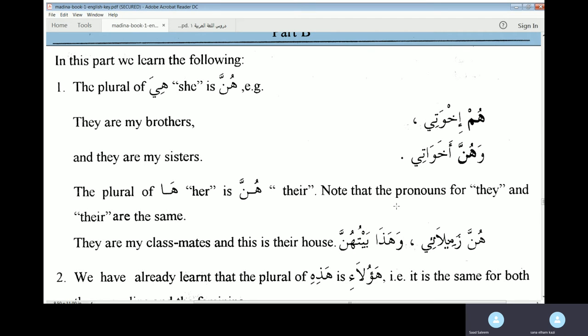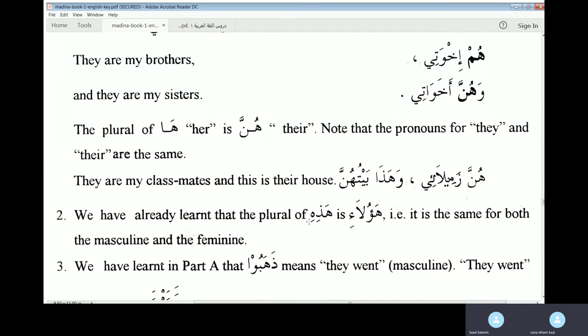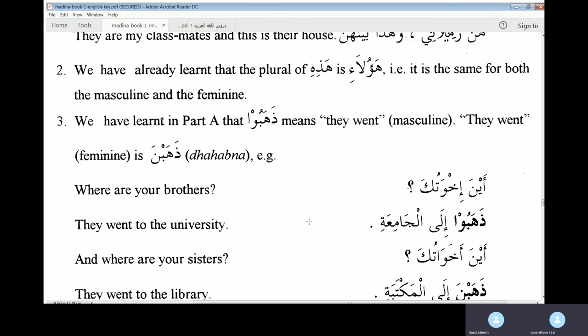the pronouns for they and their are the same. They are my classmates and this is their house. Hunna zamilani wahaza baitu hunna. We have already learned that the plural of hazihi is haulai. It is the same for both the masculine and feminine.